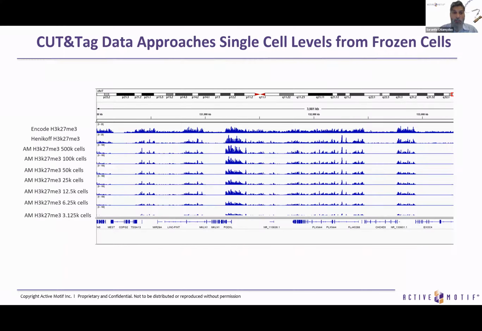We tried also frozen cells, and again, the same principle. We see that using 3,000 cells or even 6,000 cells at that point, we can get really nice, reproducible data even though we use frozen cells.